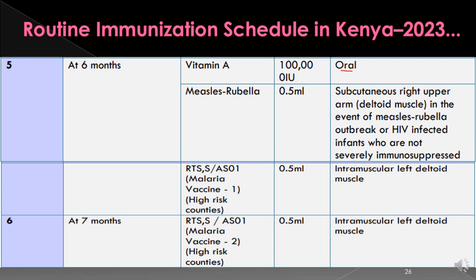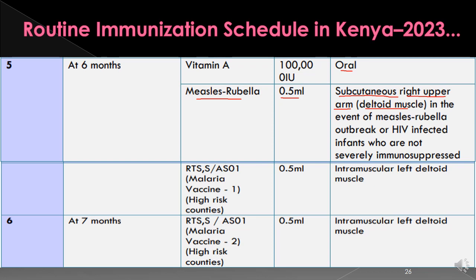Now, the vaccines that are administered at 6 months are two. One is not for all children, but one is for all children. So measles and rubella combination, and sometimes you can get measles, mumps, and rubella, the MMR, but in our national schedule, we are having the measles and rubella combination. So the dose is 0.5 ml. This one is administered subcutaneously on the deltoid muscle of the right upper arm. Subcutaneous on the deltoid muscle of the right upper arm.